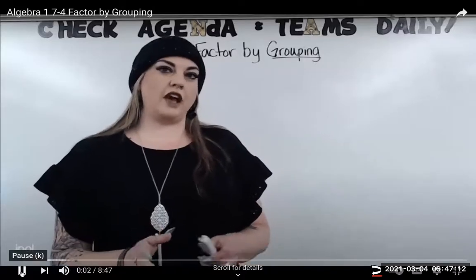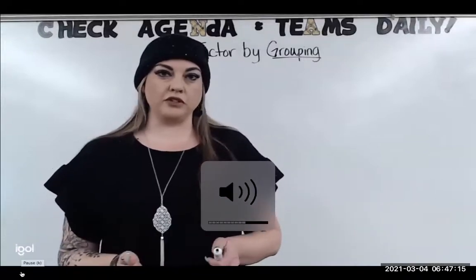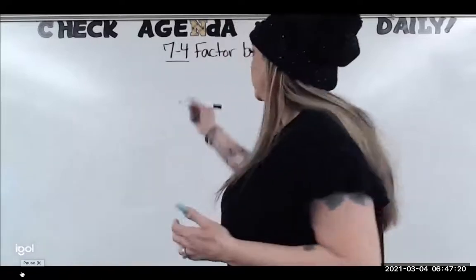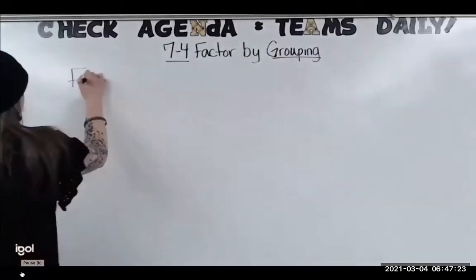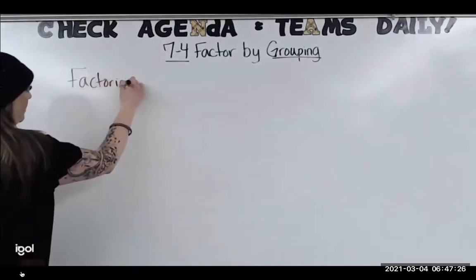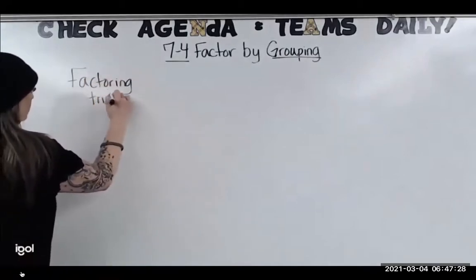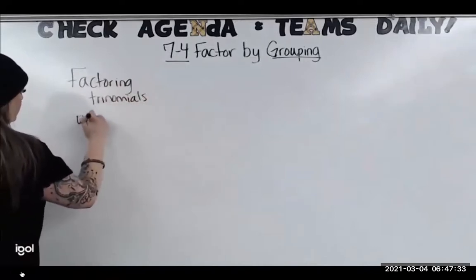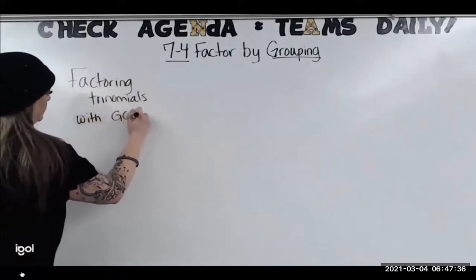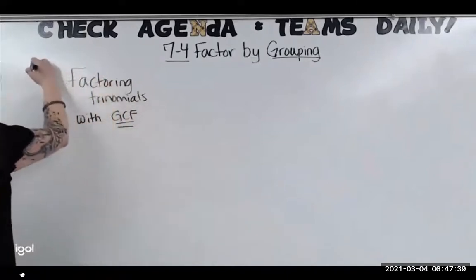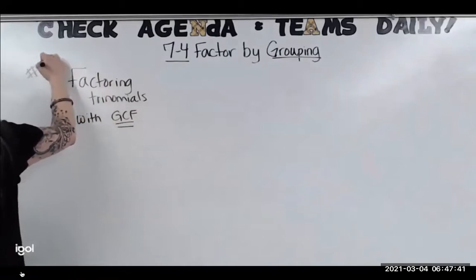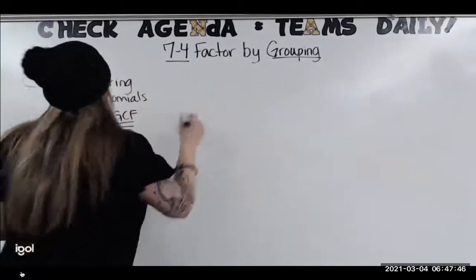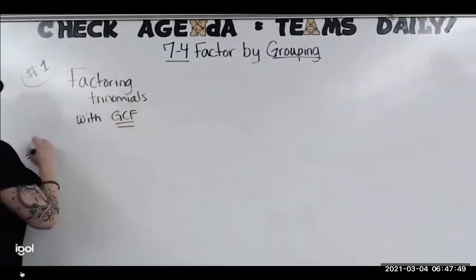So today, let's look at how we are going to factor polynomials by grouping. Now, first, recall that the first thing we've learned is factoring trinomials, when we have three terms. And we did that with GCF, greatest common factor. So that's the first way of factoring that we have learned so far. This is going to be the second method.